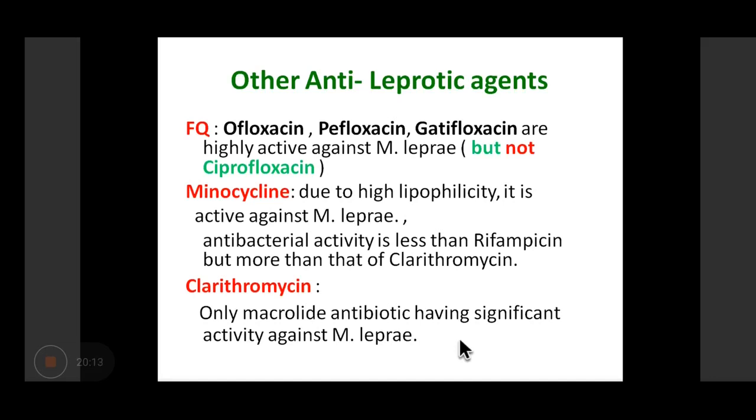Minocycline, due to its high lipophilicity, is also active against Mycobacterium leprae because it can enter the tissue which is harboring Mycobacterium leprae, so the accessibility is good for minocycline. As far as the comparison to rifampicin and clarithromycin is concerned, its antibacterial activity is less than rifampicin but more than clarithromycin. Obviously rifampicin is the first line drug, so its activity would be better, but compared to clarithromycin, which is a macrolide, minocycline activity is more.